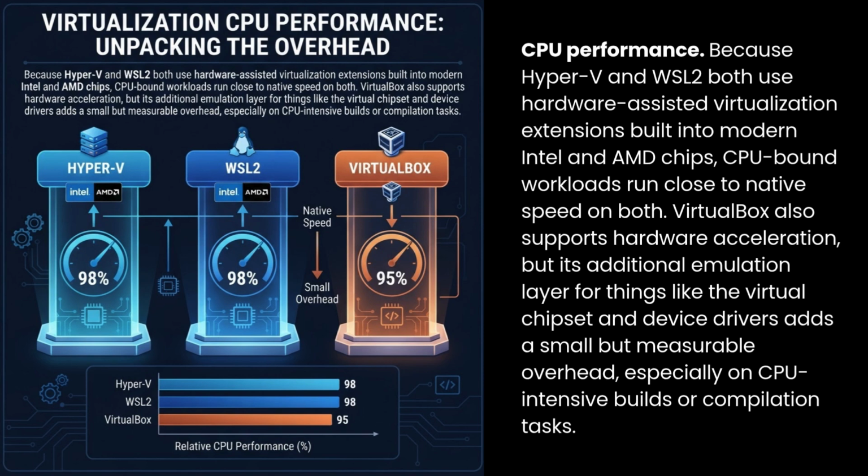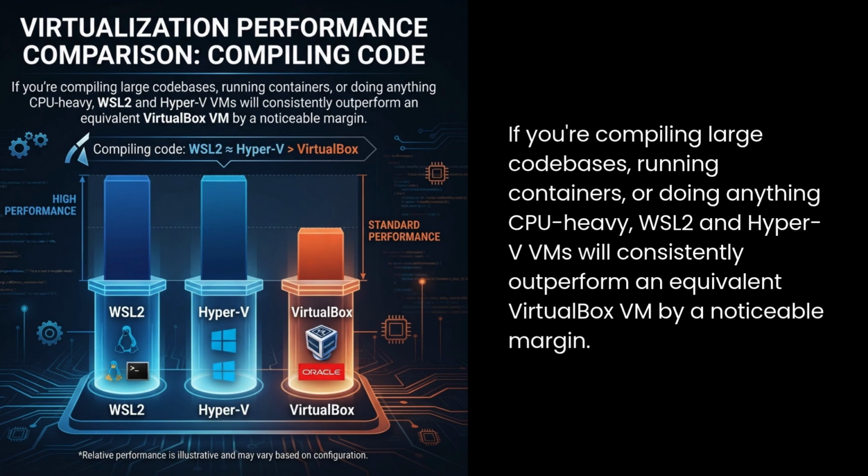VirtualBox also supports hardware acceleration, but its additional emulation layer for things like the virtual chipset and device drivers adds a small but measurable overhead, especially on CPU-intensive builds or compilation tasks. If you're compiling large code bases, running containers, or doing anything CPU-heavy, WSL2 and Hyper-V VMs will consistently outperform an equivalent VirtualBox VM by a noticeable margin.